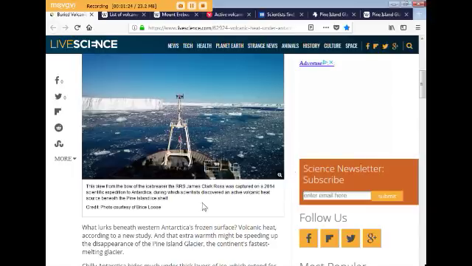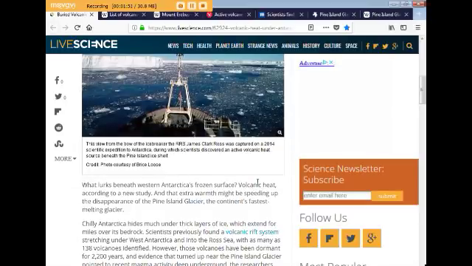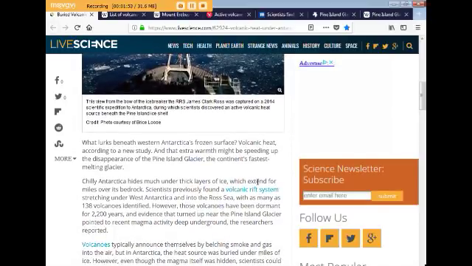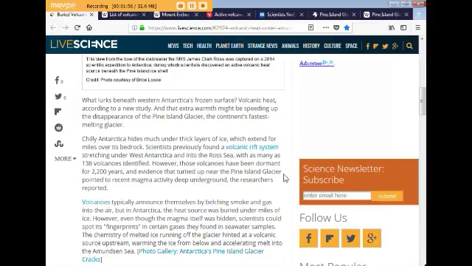And here's a picture from 2014 where they went on an expedition. There was a scientific expedition during which scientists discovered an active volcano heat source between the Pine Island ice shelf. So that was discovered back then, and so we've known about this. It's not new, but it means it's active and it's been warming up.